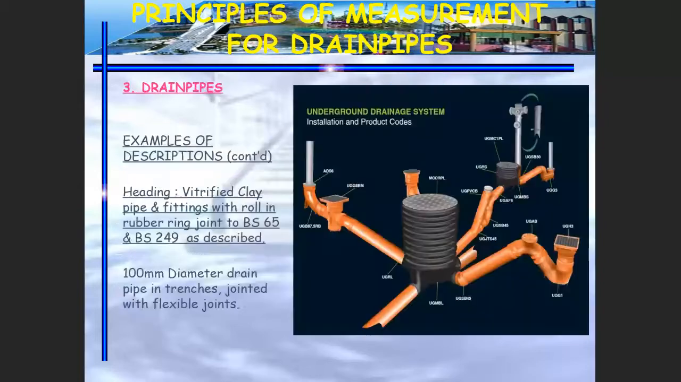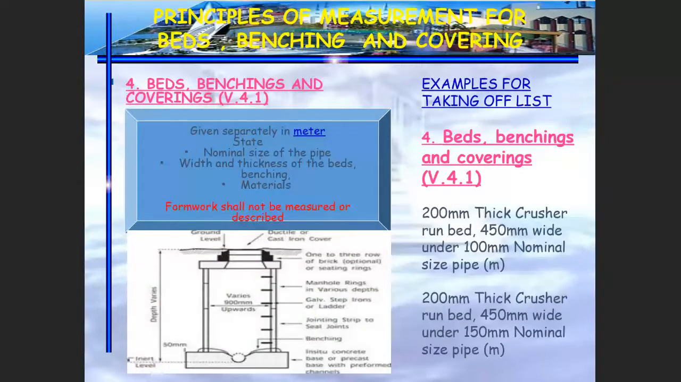Okay, so next is the example. This is the example to show you the photo of how the pipe is for the underground drainage system. And then item number 4, beds, benching and covering. Remember, you have to check the detail. In your case, the beds is something like this, so the beds of the crusher run. Covering means it is being covered, so in your case it's covering. Sometimes we have both, sometimes we have one, but benching is normally only available at the manhole.